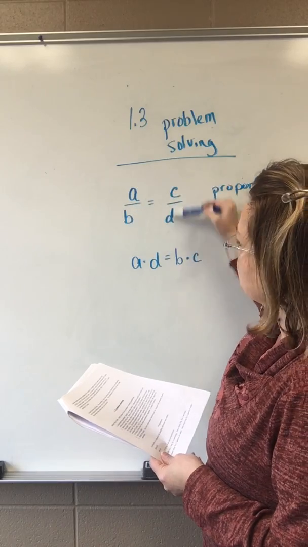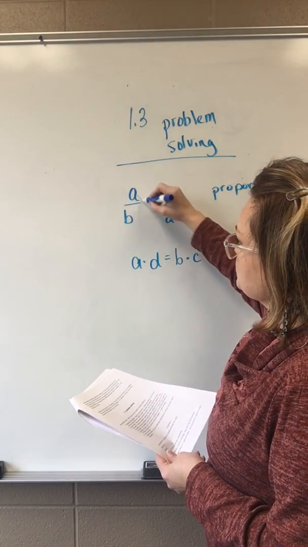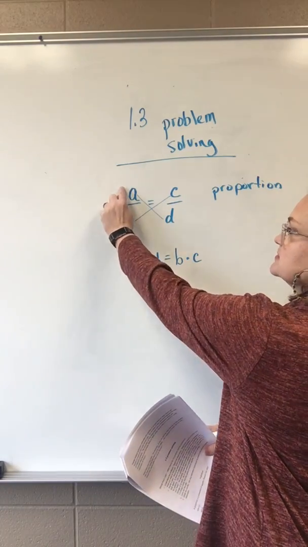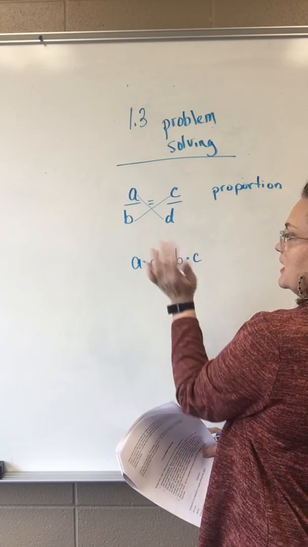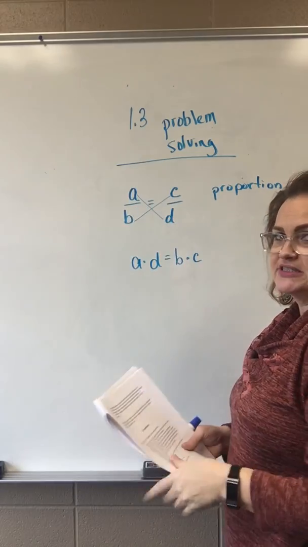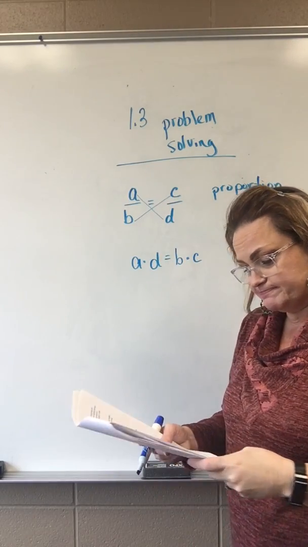Anytime you have 2 fractions or 2 ratios set equal to each other, it is true that the cross products are always equal. It's a neat thing. So this A times D has to be equal to B times C, or C times B, either way you want to say it. But the cross products are always equal in a proportion.